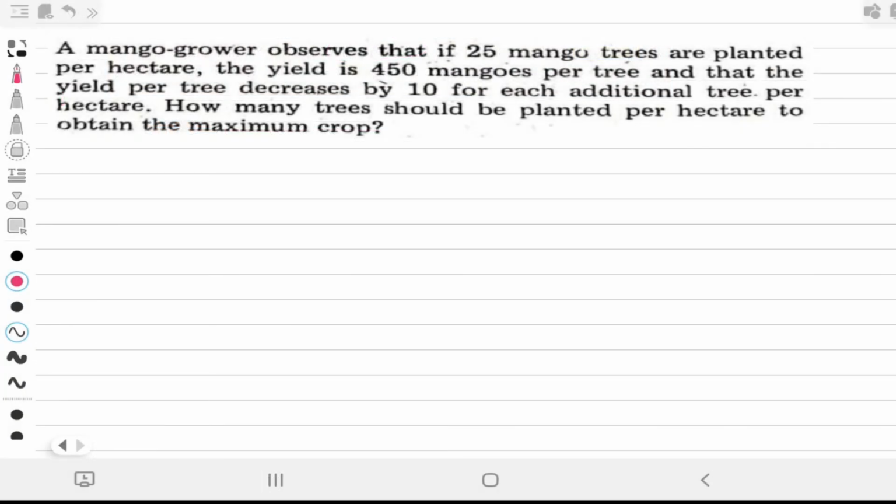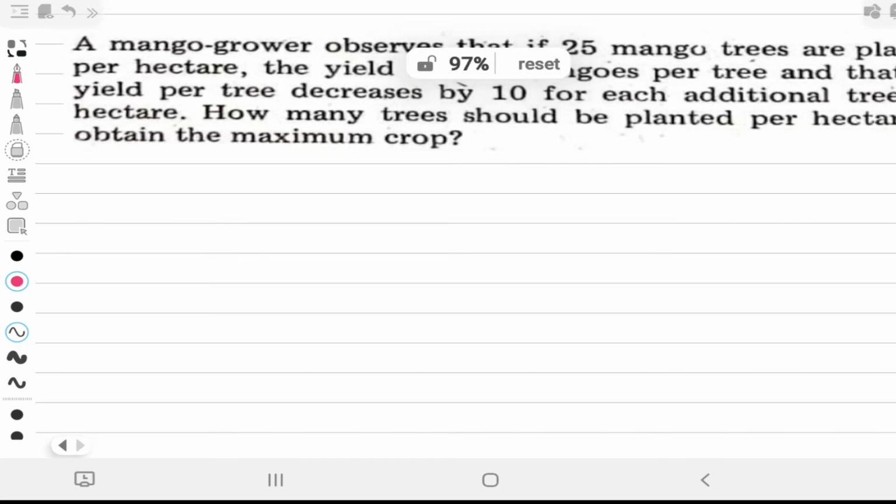Let's solve this problem again. A mango grower observes that if 25 mango trees are planted per hectare, the yield is 450 mangoes per tree, and that the yield per tree decreases by 10 for each additional tree per hectare. How many trees should be planted per hectare to obtain the maximum crop? According to the problem, we have trees per hectare.